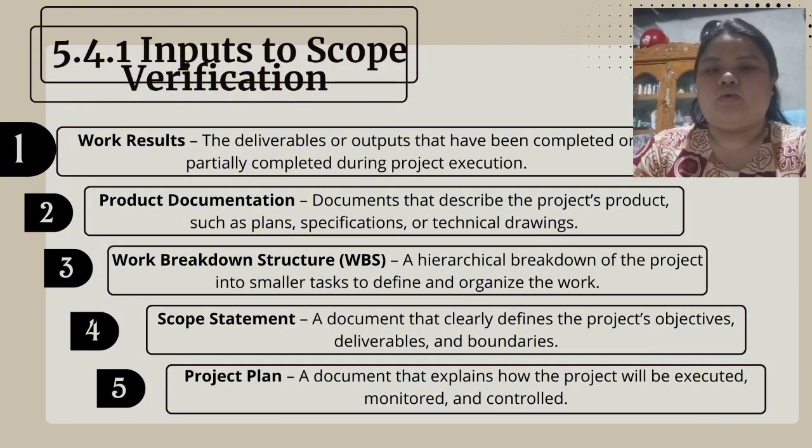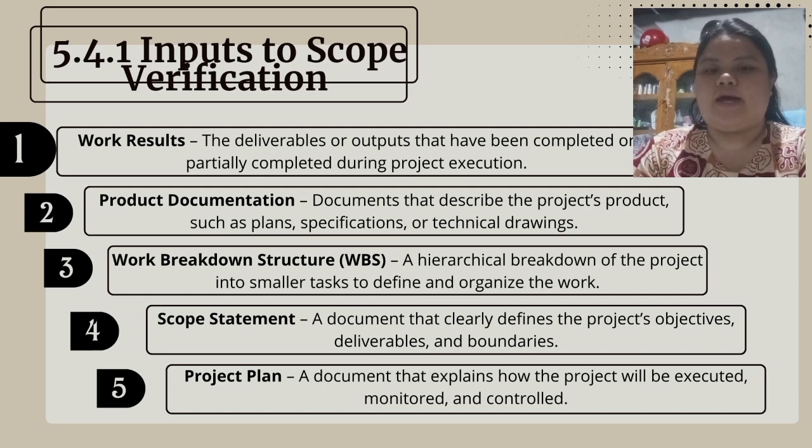The next is a scope statement. Defines project objectives, deliverables, and boundaries. Example, develop a mobile app for online food delivery that allows users to order, track, and pay for food. This does not include restaurant inventory management.